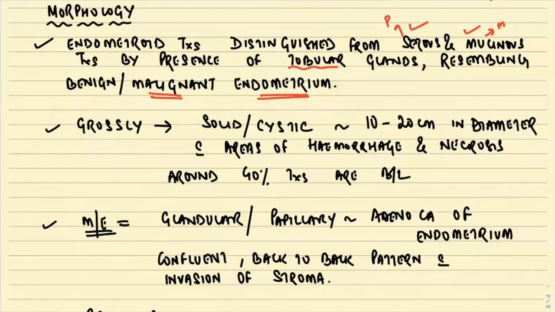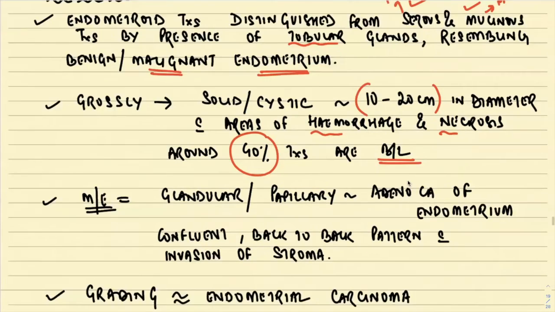Grossly, these are solid cystic tumors, approximately 10 to 20 centimeters in diameter, showing areas of hemorrhage and necrosis. Around 40% of these tumors are bilateral. Around 40% are bilateral. We have already discussed the bilaterality of several tumors in the basics lecture.